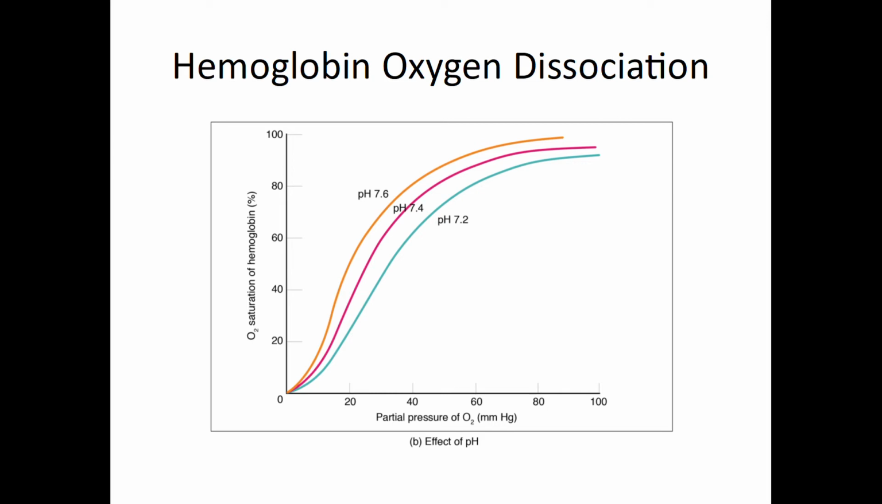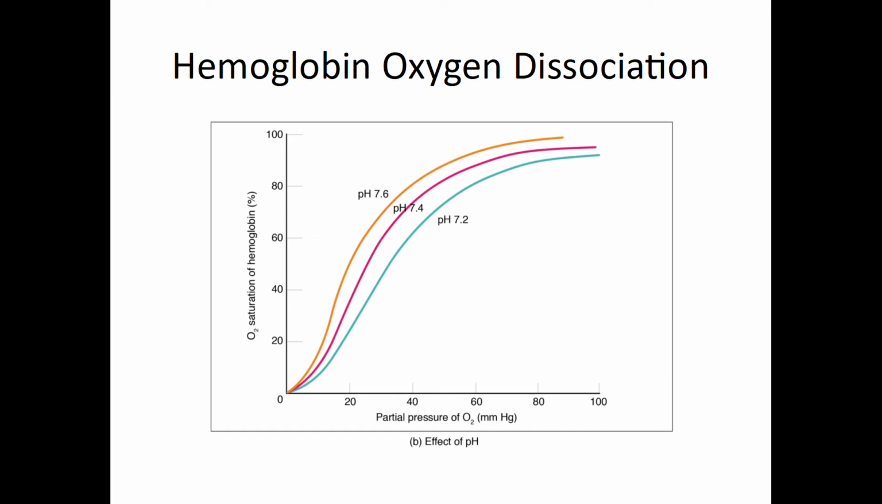So where would you find a lot of carbon dioxide? Generally at those metabolically active tissues. So if you're at a metabolically active tissue, it's producing a lot of carbon dioxide, it's going to lower the pH, which is going to cause more oxygen to be released where we need it, at those metabolically active tissues.